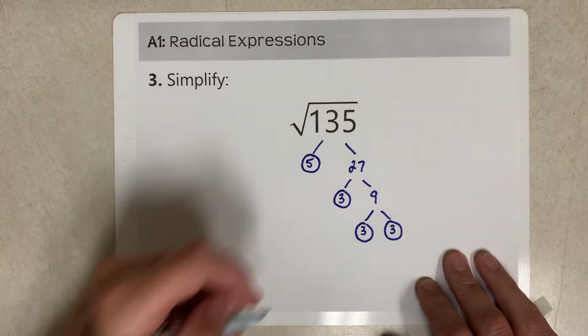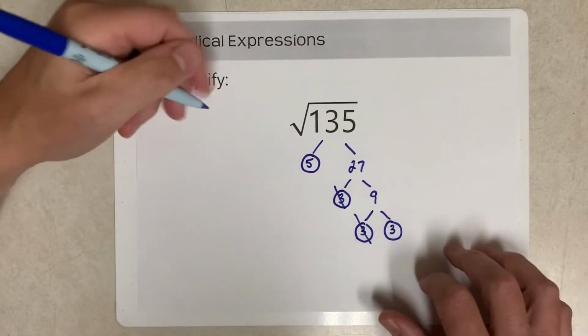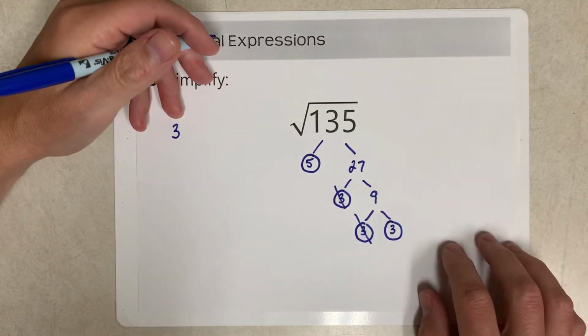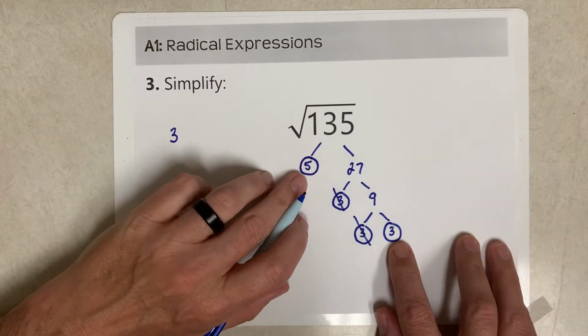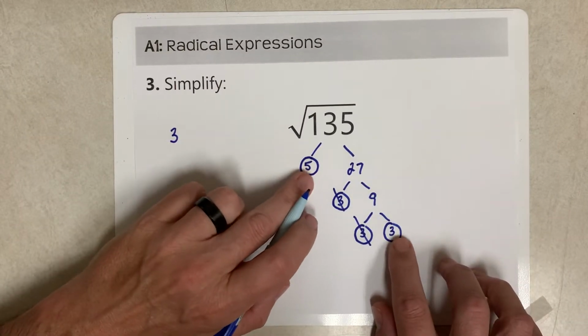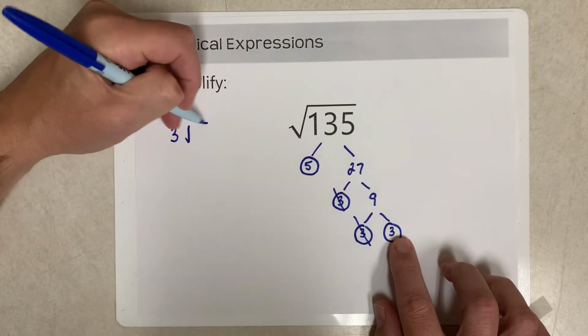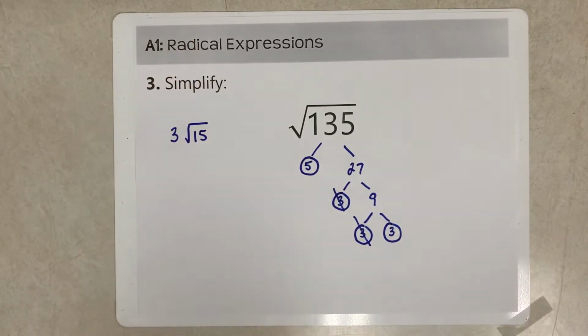All right, so I've got a pair of 3s. So 3 comes out. I could have chosen that one, but I chose these two. Now these two numbers are still left underneath. When you have more than one number left underneath, just multiply them together, which would be 15, and put that under the radical. And 3 root 15 is going to be my final answer for that one.